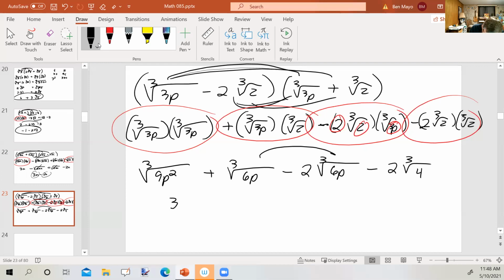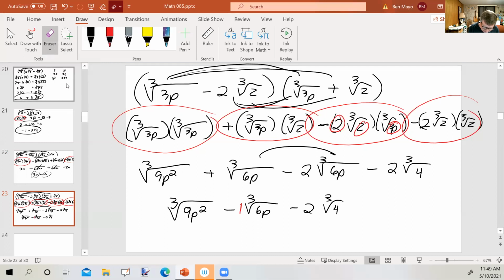So we get the cube root of 9p squared plus 1 minus 2 minus 1 cube root of 6p minus 2 cube roots of 4. And even though there's a 1 implied there, I don't need to write it there because, again, it's implied. Okay, let's see here.